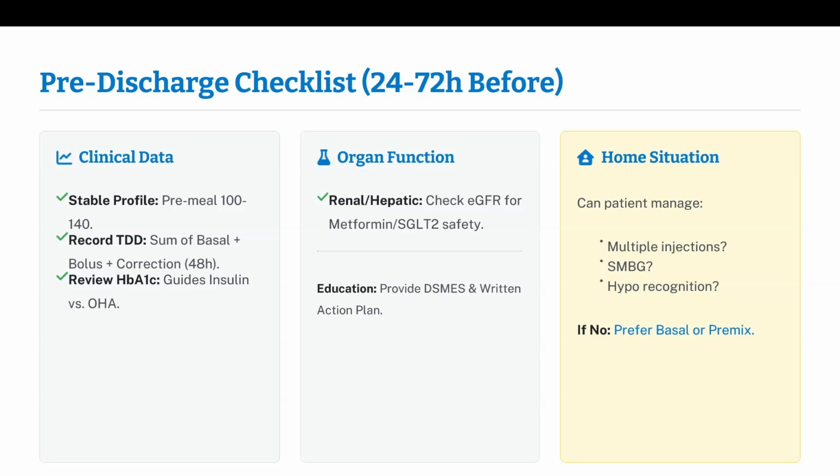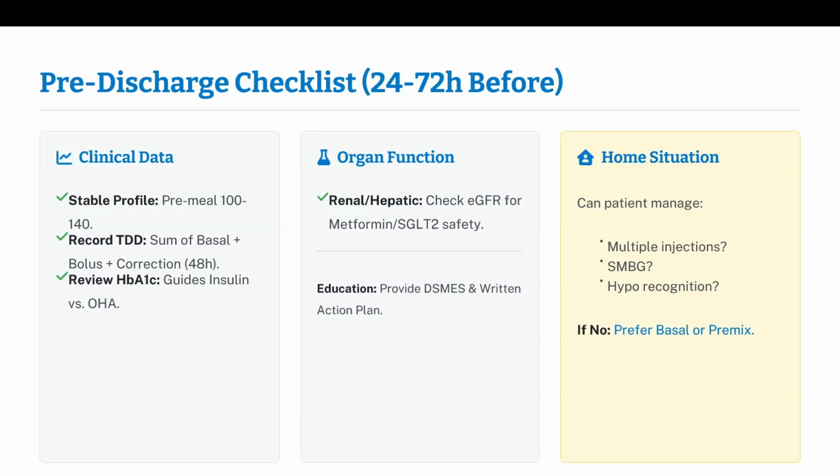So pre-discharge checklist, that is 24 to 48 hours before the discharge, ensure the stable profile of the patient, the pre-meal glucose to be between 100 to 140. Record the total daily dose requirement of insulin, that is the sum of basal plus the bolus plus the correction given in the last 48 hours. Review the HbA1c values and guide insulin versus OHAs. For organ function, always check for renal and hepatic functions. Check the eGFR for metformin and SGLT2 safety. Avoid metformin if eGFR is less than 30, and similarly for SGLT2 inhibitors.